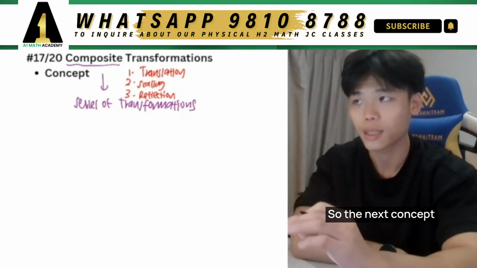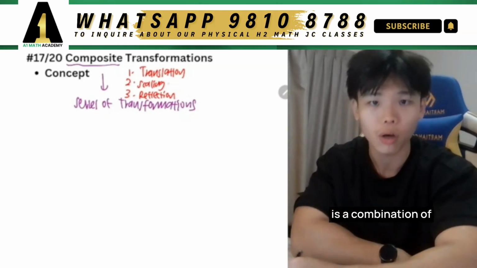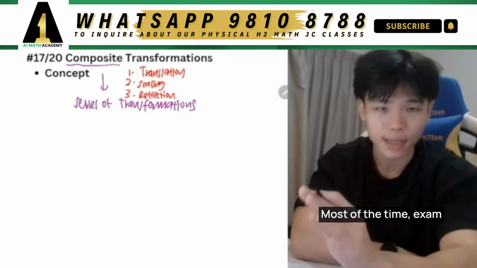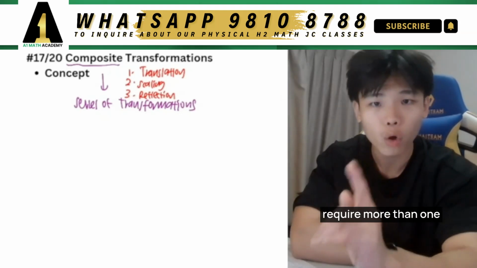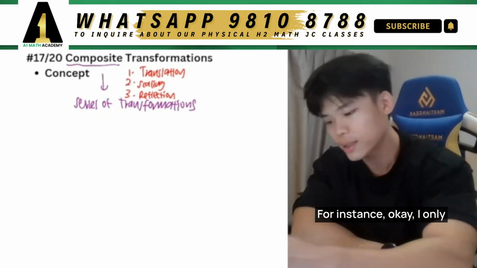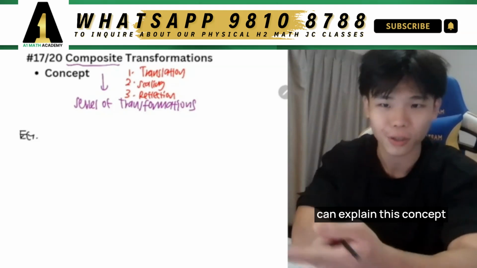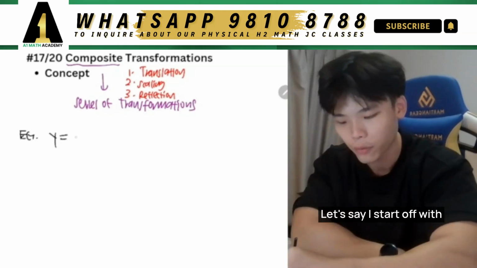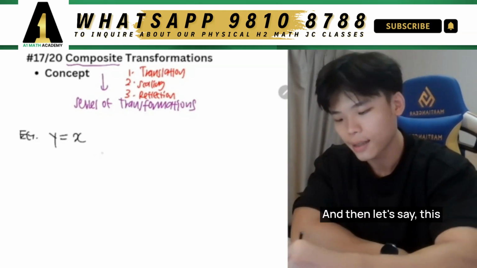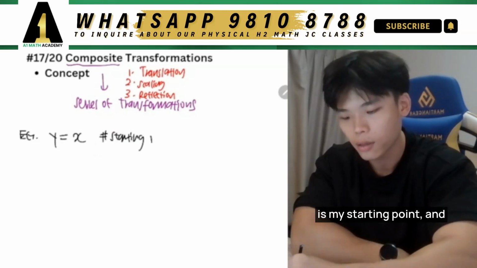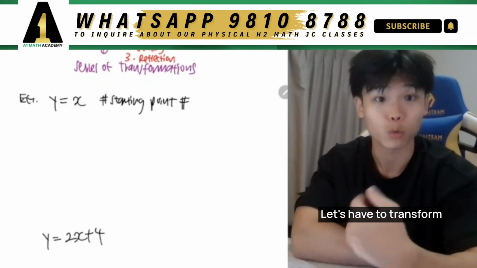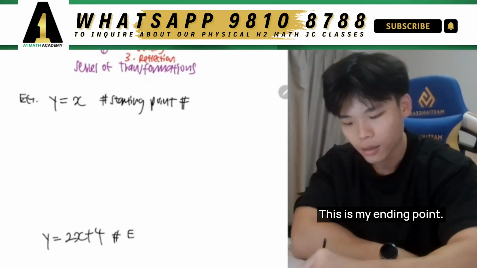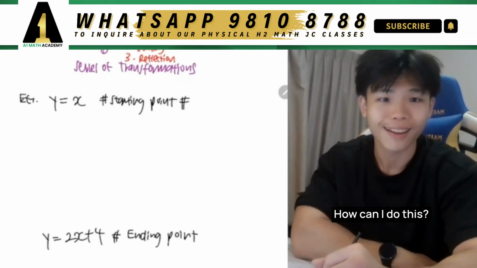The next concept is a combination of all of these three. Most of the time, exam questions would give you scenarios that require more than one transformation to occur. I can only explain this concept using an example. Let's say I start off with y equals x, and this is my starting point. Then let's say I want to make it into y equals 2x plus 4. I want to transform this to this graph. This is my ending point. How can I do this?